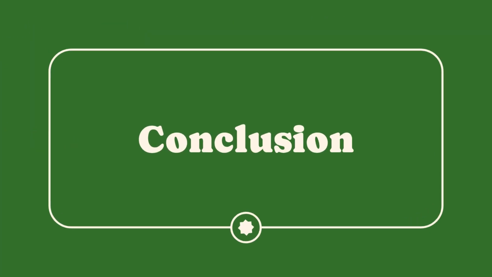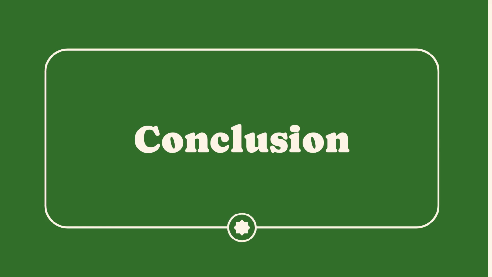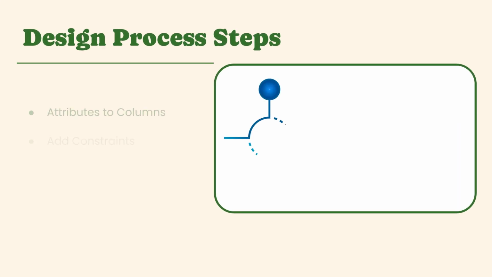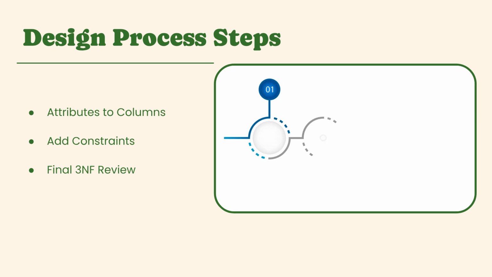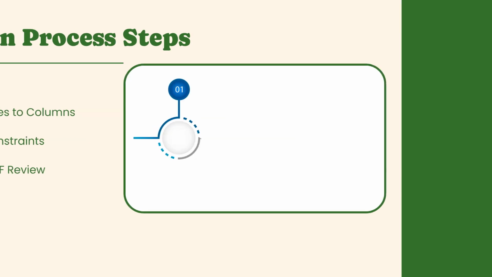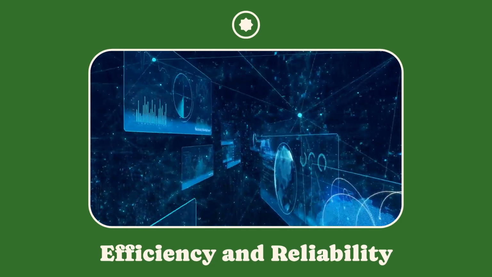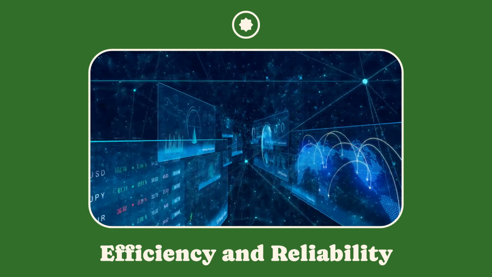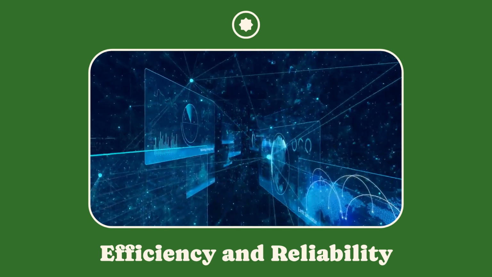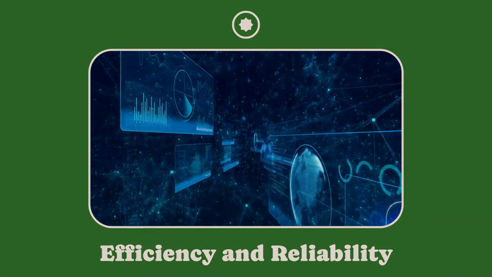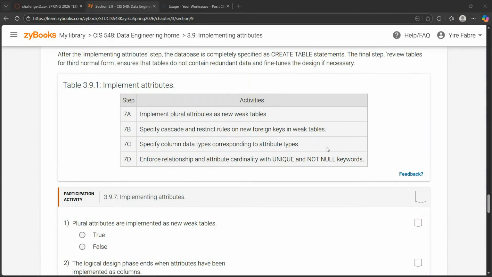To summarize the whole design process and its benefits, we move from defining attributes and constraints to generating complete create table statements and finally to normalizing the design. This meticulous process guarantees a database design that is efficient, consistent, and reliable, providing a solid foundation for any application. Database design complete. We have table 5.91 and it shows implement attributes.